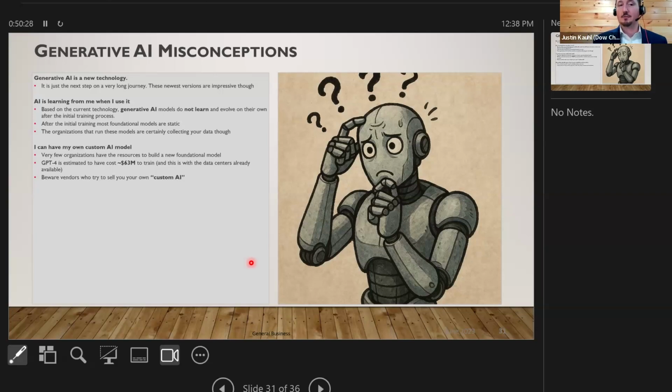You can't have your own custom AI model generally. You might be able to have a layer on top of the foundational model that someone will provide to you, but the foundational models are always going to be the same dozen or so.